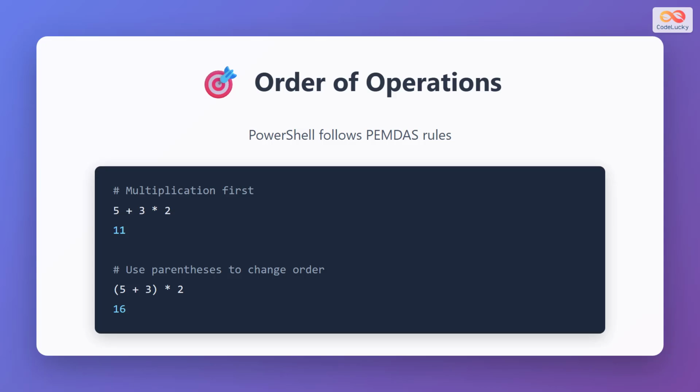However, you can change the order by using parentheses. When you write 5 plus 3 in parentheses times 2, PowerShell calculates what's inside the parentheses first. 5 plus 3 equals 8, then multiplies by 2, giving you 16. Always use parentheses when you need to control the order of calculations in complex expressions.